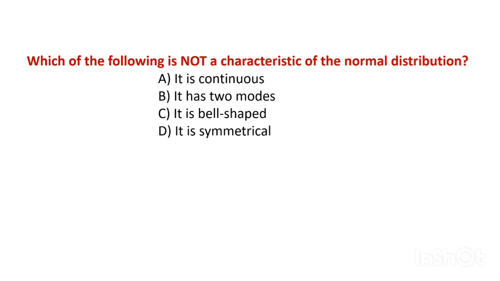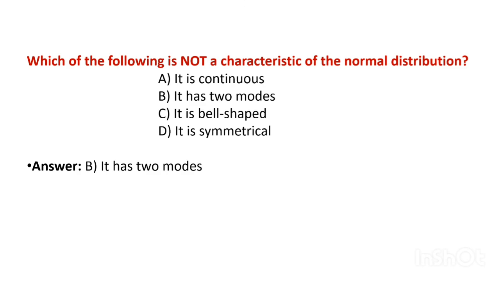Which of the following is not a characteristic of the normal distribution? A normal distribution has a single mode, it is unimodal, not bimodal, so the correct answer here is B, it has 2 modes, which is not a characteristic of a normal distribution.